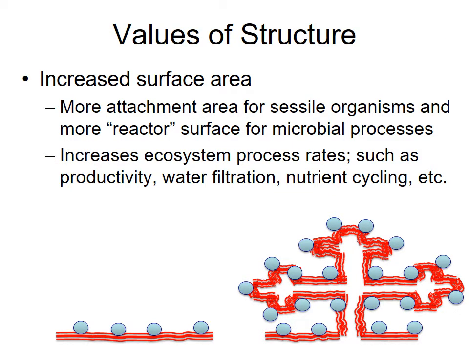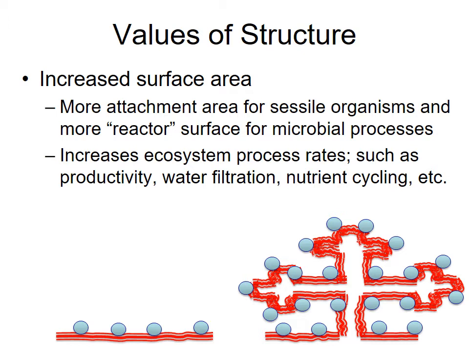So biogenic structure has many values for ecosystems, and I'll explain some of the benefits provided by biogenic structure one at a time. One of the first things that biogenic structure does is it increases the surface area of the benthic environment. So in this picture on the left you see a benthic environment with no structure, and if you tallied up the surface area, there's a moderate amount, perhaps room for this many blue circle organisms to establish.